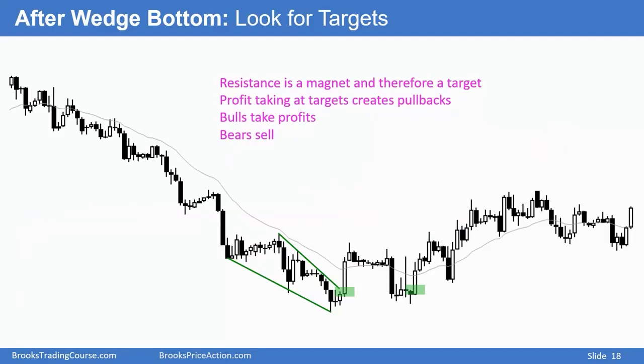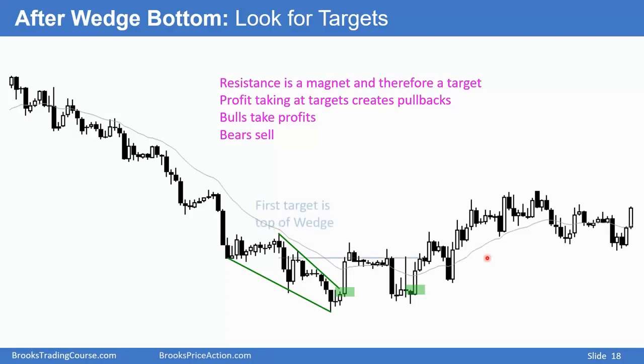Resistance is always a magnet, just as support is a magnet. If you're reversing up, resistance is therefore a target. Whenever the market gets to some kind of a resistance level, there'll be some profit taking, which means there's often a pullback. If we're talking about resistance in a bull trend, bulls will take partial profits. The bears know that the bulls will take partial profits, and the bears will sell, at least for a scalp.